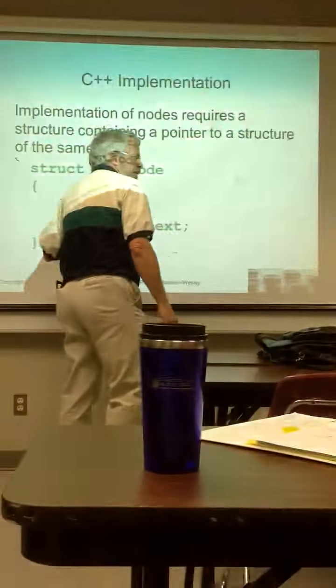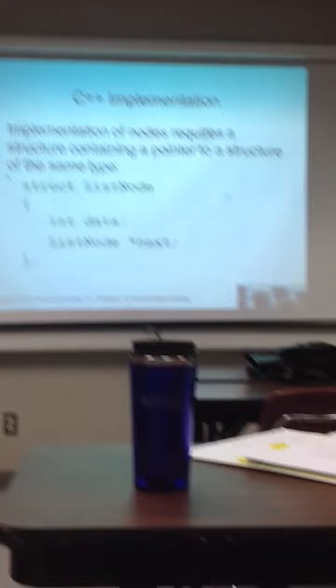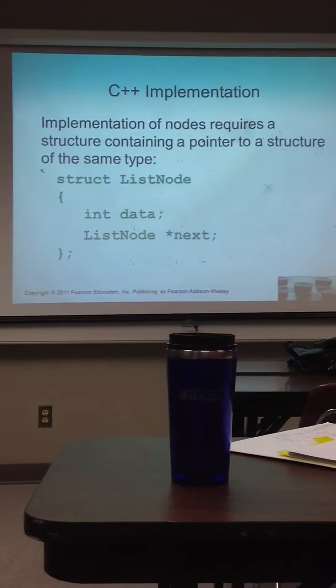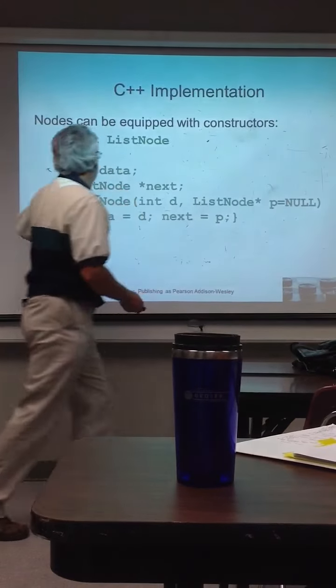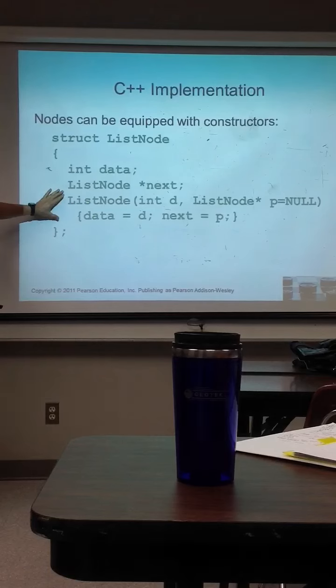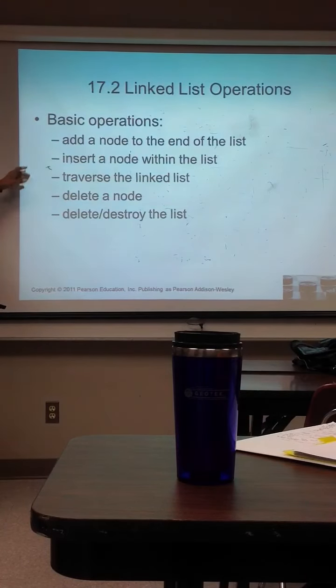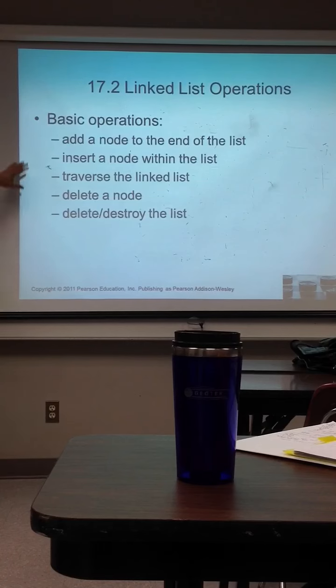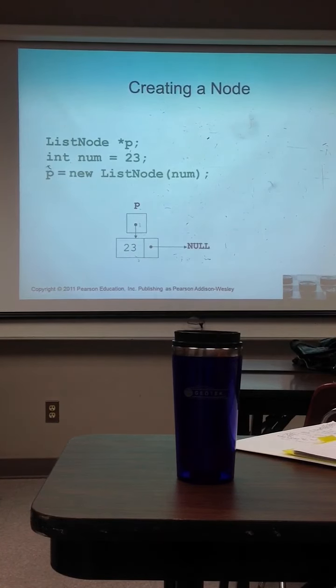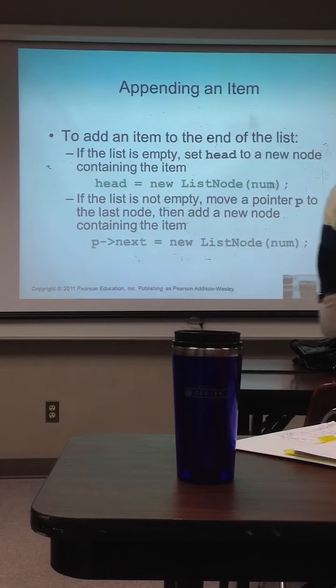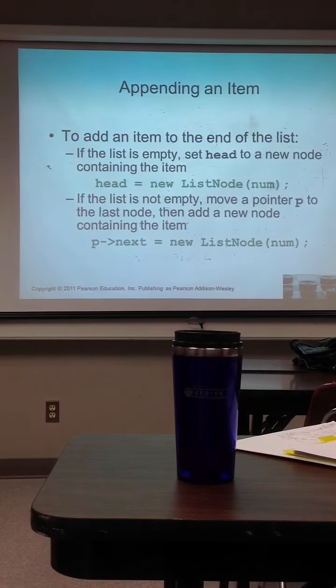But we've got it here, so we've got the data and the next, and we kind of saw this empty list, etc. In operations, we can add a node at the end. That means you have to traverse all the way down, otherwise at the beginning it's a lot quicker. So you should be able to do these things as something for the last exam.